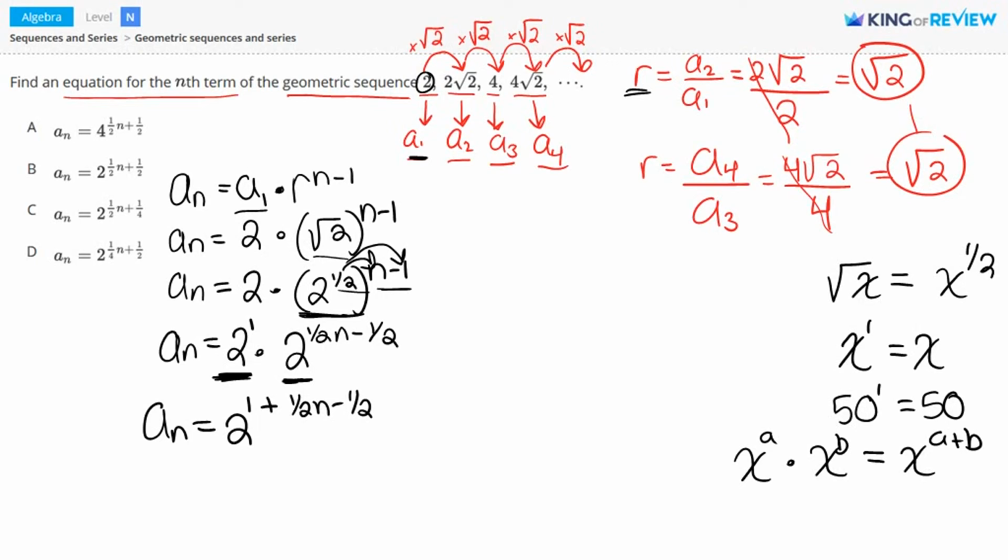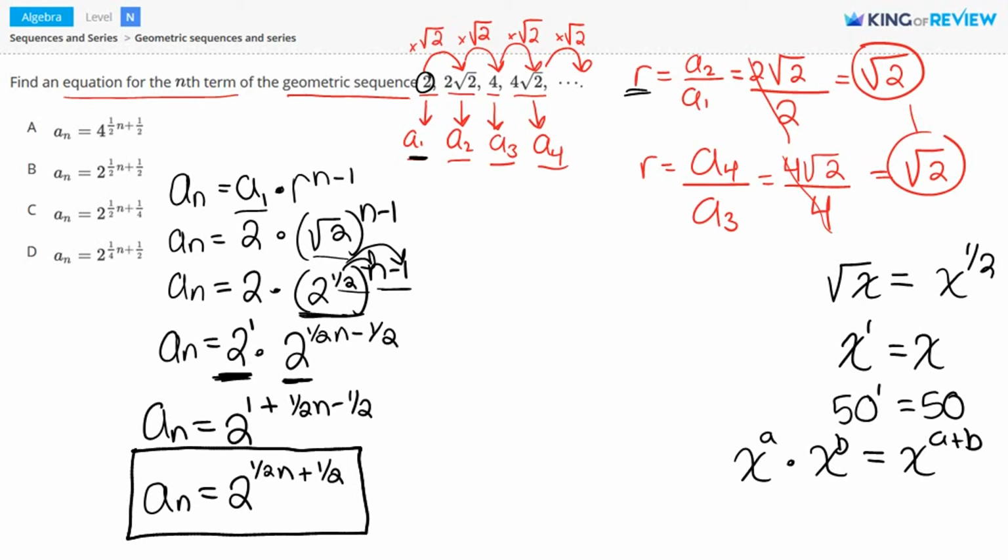And now let's simplify the exponent. We have An equals 2 to the 1/2 n plus 1/2. And this is our final simplified rule for the nth term for this geometric sequence here. So letter B is correct.